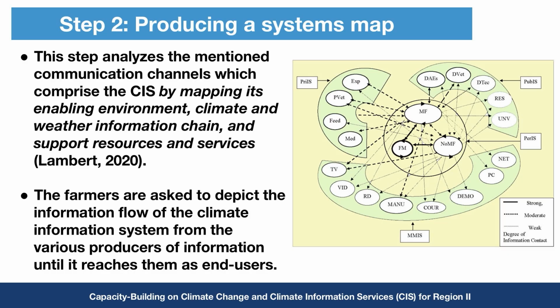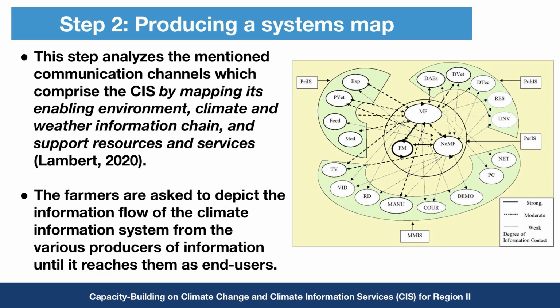The second step is now we need to produce a systems map. So sa systems map, as you can see from this, sabi po dito, di ba kanina na-mention na kailangan din tingnan yung mga communication channels, di ba po? So with the systems map, kailangan natin ngayon i-analyze yung communication channels which would comprise the CIS by mapping yung mga enabling environment nila such as climate and weather information chain, at saka yung support resources and services.